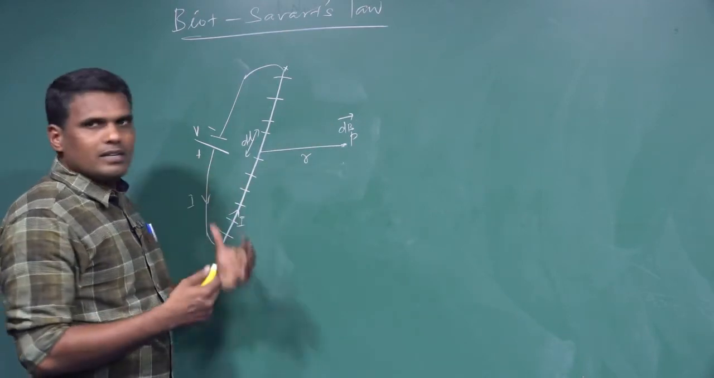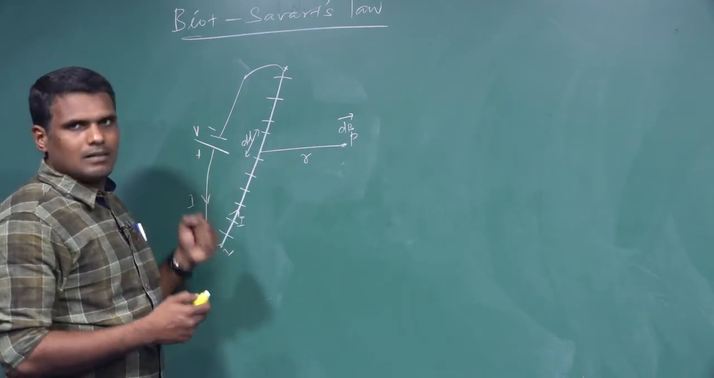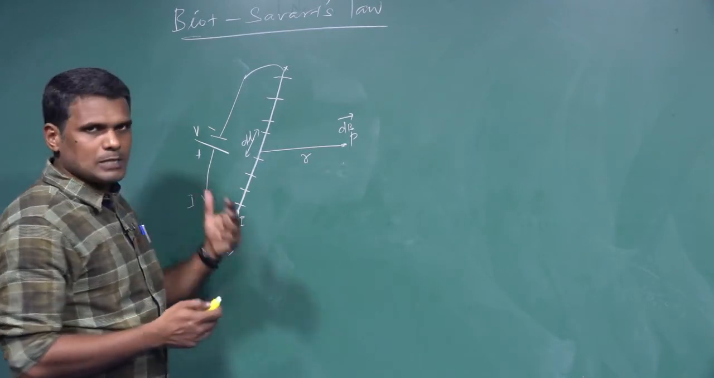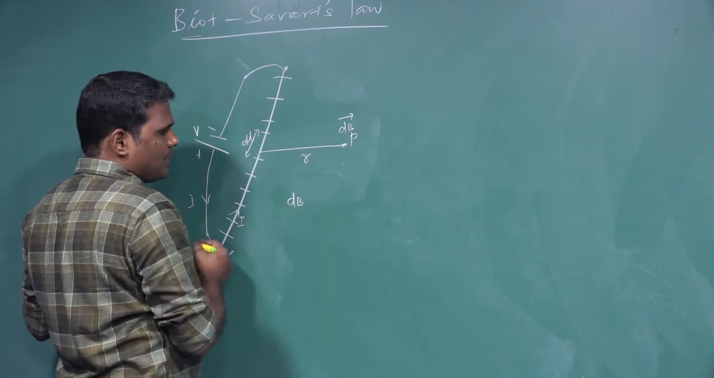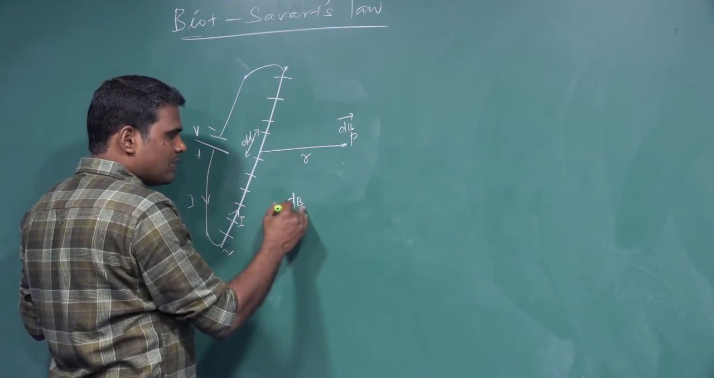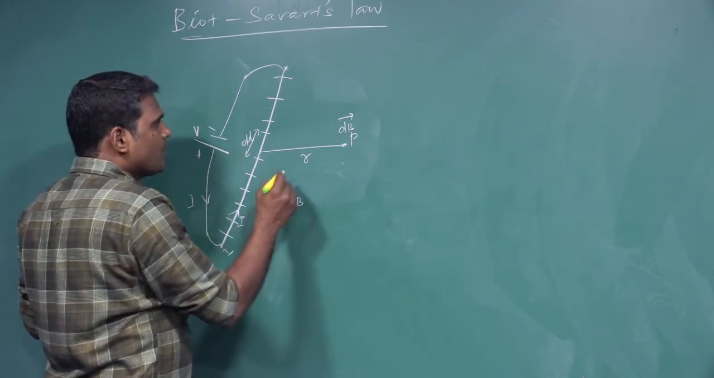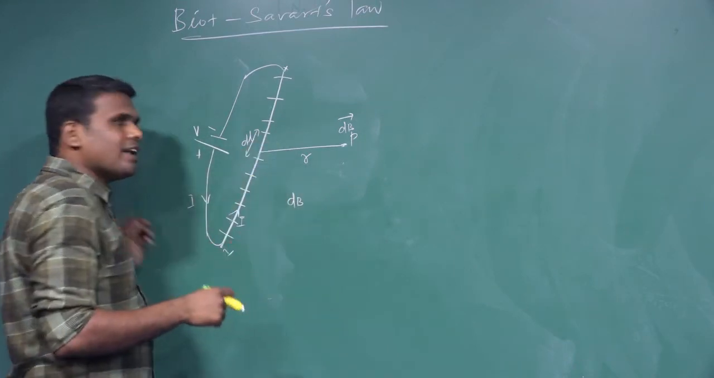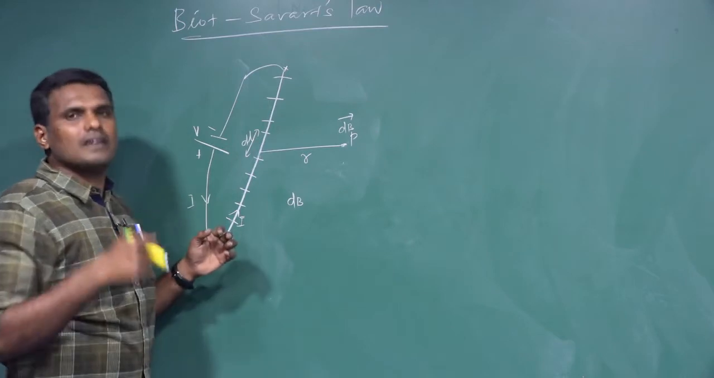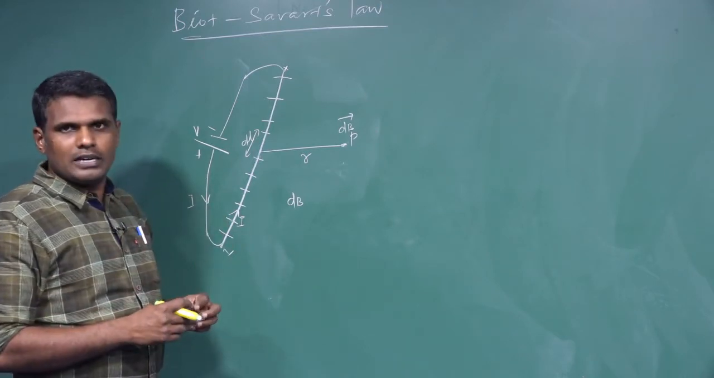So quantitatively, they arrived at an expression based on their experiments for the magnitude of magnetic field dB. If I represent simply dB, it refers to magnitude. If I represent it as dB vector, then it has both magnitude and direction. Magnetic induction is a vector quantity, so it has both magnitude and direction.